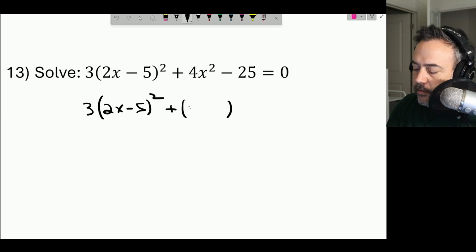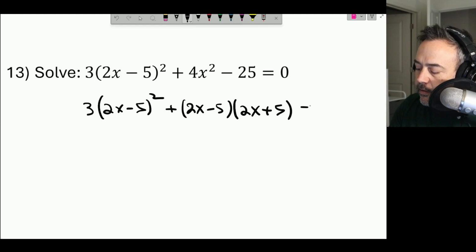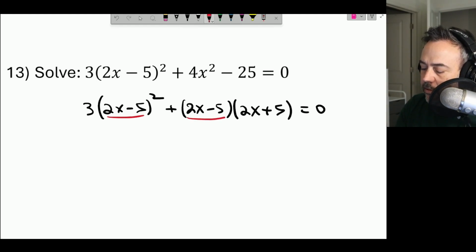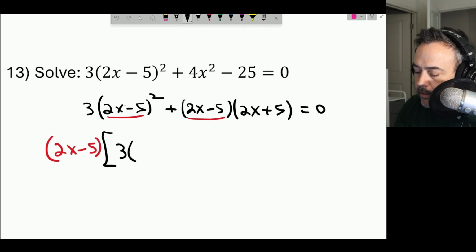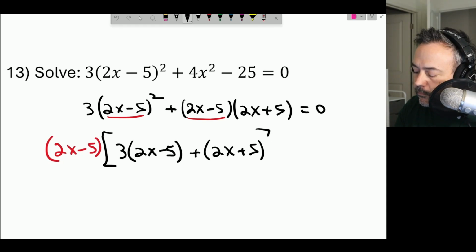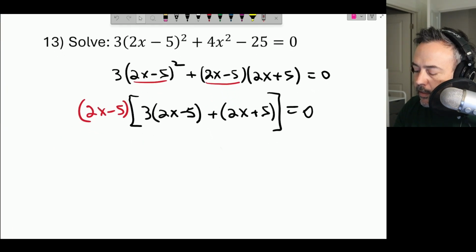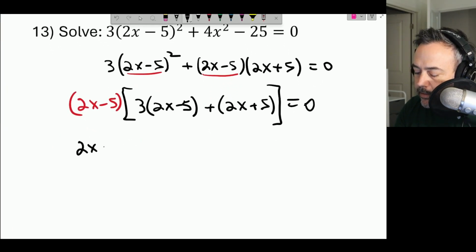Okay, so this is 2x minus 5, 2x plus 5 equals 0. There is a common factor of 2x minus 5 and 2x minus 5. So I will factor out 2x minus 5. And what am I left with? I'm left with bracket 3. There's another factor of 2x minus 5 plus 2x plus 5 equals 0. I can now combine all the stuff on the inside of the bracket.